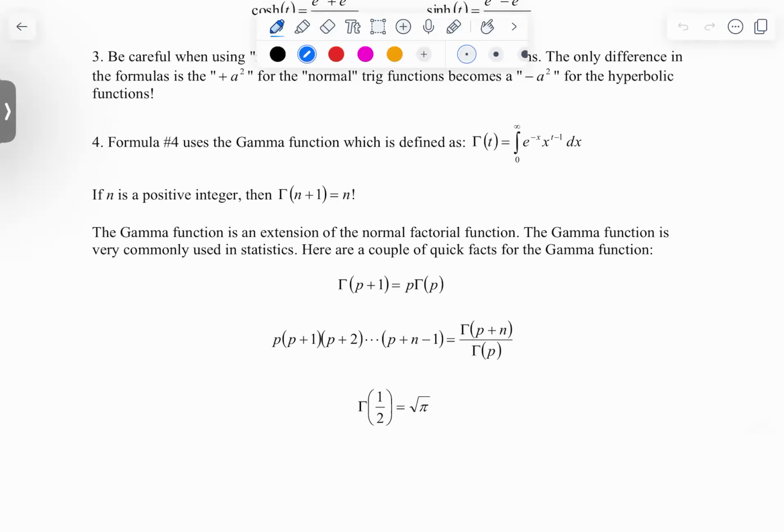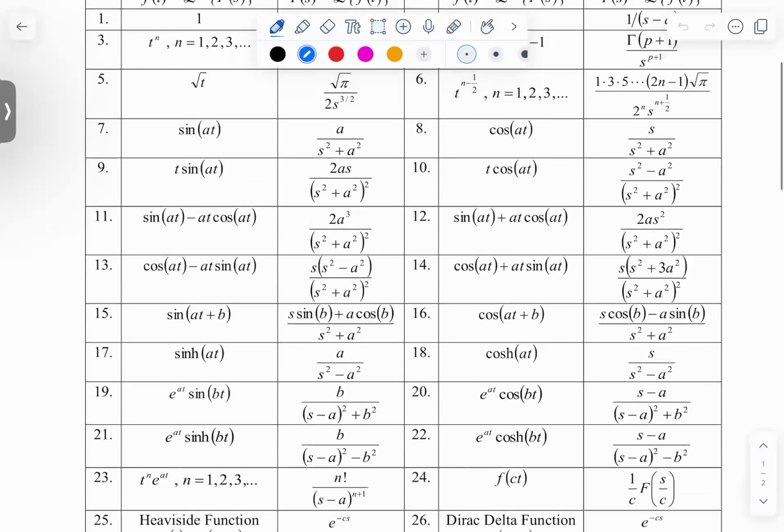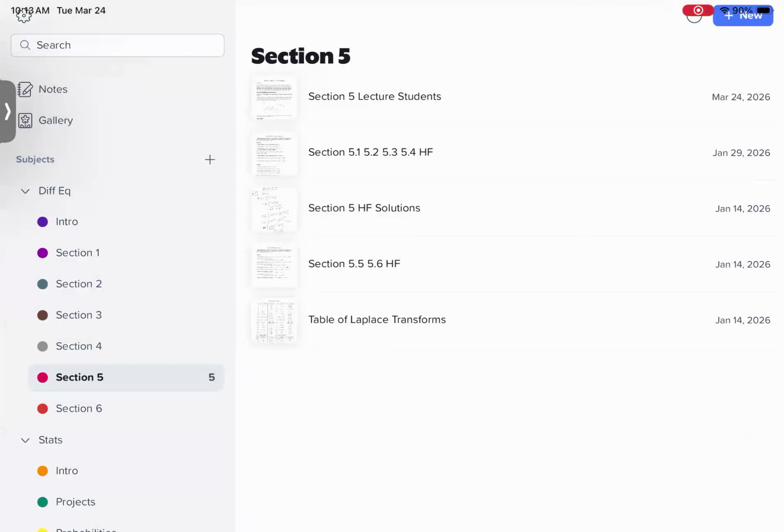The gamma function, heavily used in statistics, by the way, is basically a factorial function. And there are a couple of special cases of this factorial function just because they're up there. All right, so very good table. We're going to go back and forth and practice using this.